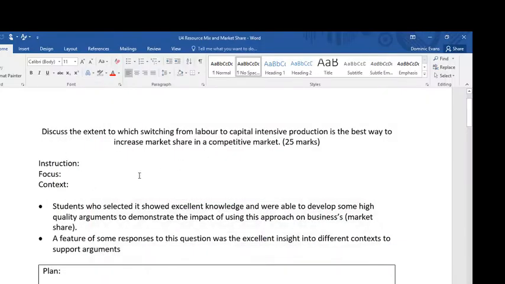This video is going to look at a question that's linking two different parts of the specification. It always helps when you get a question to really understand what the question is looking at, and the way you can do that is to break it down into the instruction for the question, the focus of that question, and the context, the business scenario that it's asking you about.